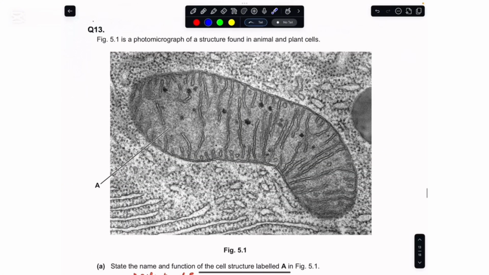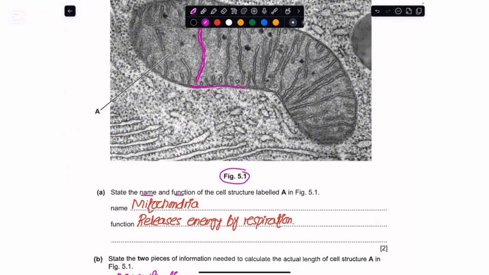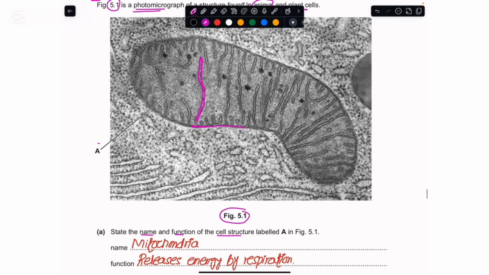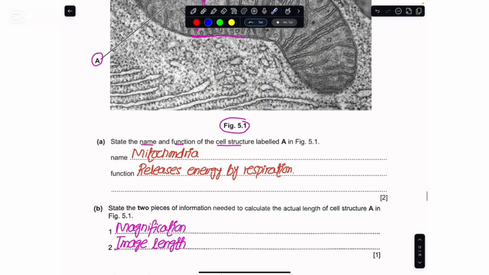If I move you to question number 13, they say that we have given you figure 5.1, and here is a photomicrograph of the structure which is found in the animal and the plant cell. So whenever some structure appears having this outer membrane, and if we have got the inner membrane that looks like this, this is a confirmation that the organelle given is mitochondria. They say state the name and the function of the cell structure which they have labeled as A. So you would say this is mitochondria, and this would release energy by respiration. Here you would score 2 marks.